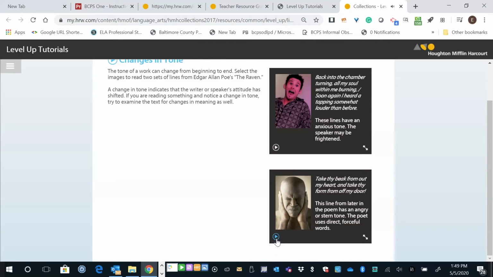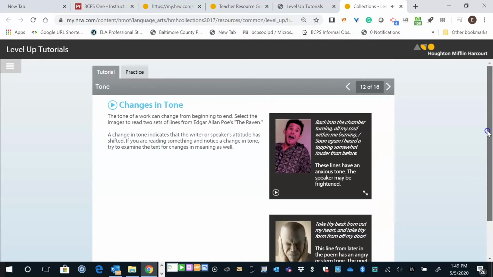"Take thy beak from out my heart, and take thy form from off my door." This line from later in the poem has an angry or stern tone. The poet uses direct, forceful words.